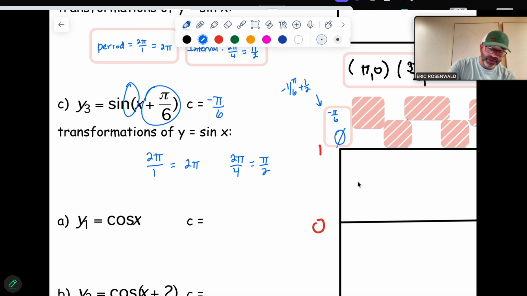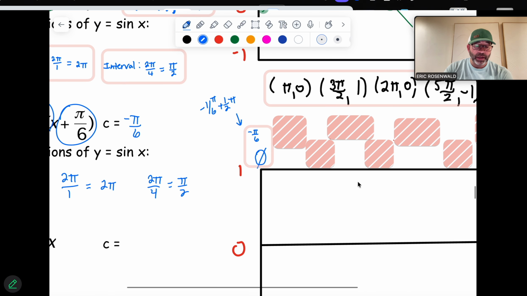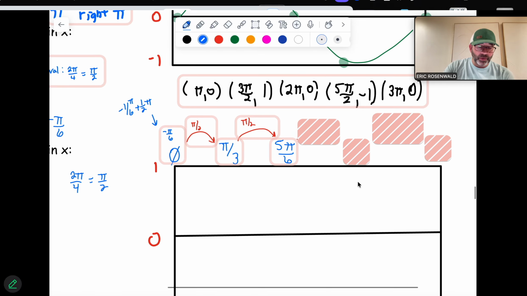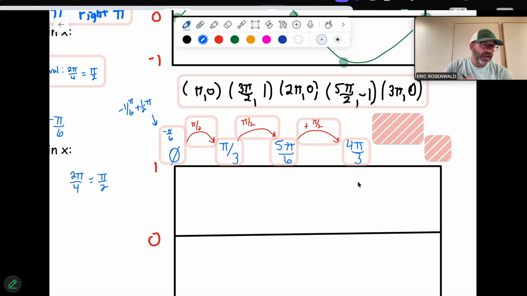Now, this is a pi, obviously, in a pi. So using negative 1/6 plus 1/2, this is where a calculator is going to probably help you. If I add 1/2, which is 1 pi over 2, I'm going to be at pi over 3. I add another 1/2, I'll be at 5 pi over 6. Another 1/2, I'm at 4 pi over 3. Another 1/2, I'm at 11 pi over 6.